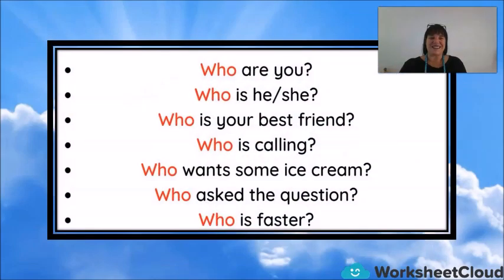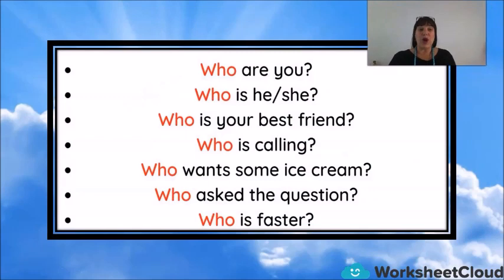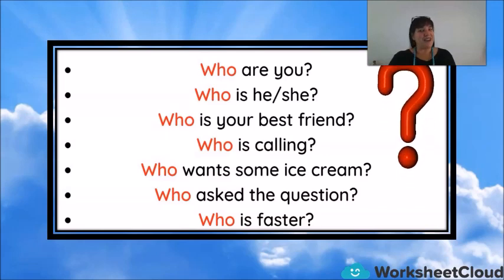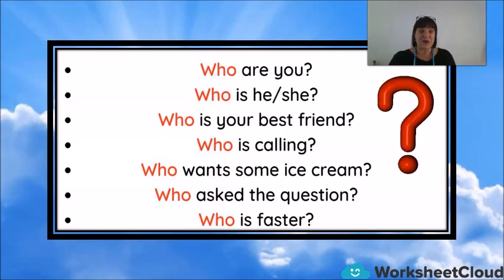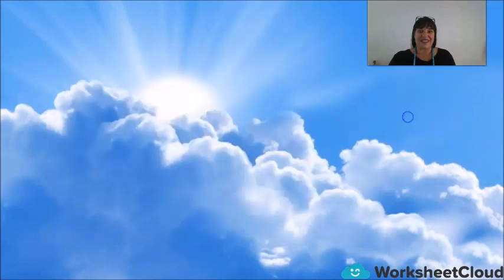Let's look at a few sentences. Who are you? Who is he or she? Who is your best friend? Who is calling? Who wants some ice cream? I do. Who asked the question? Who is Foster? And as you can see, they all need a question mark at the end. Don't forget about the question mark. If you see the word who, let's look for another word.